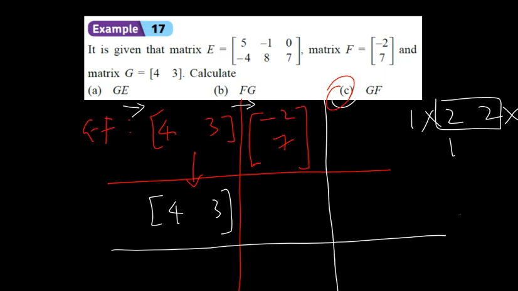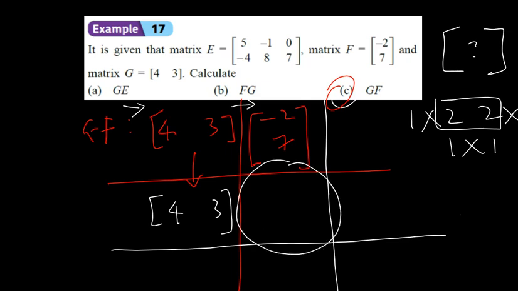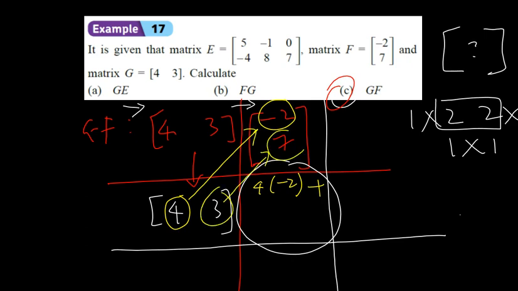So you'll get matrix 1 by 1. Matrix 1 by 1 is only one number. So this is the answer, only one answer here. So we start with 4 times -2, we plus, because this is one set, 3 times 7.